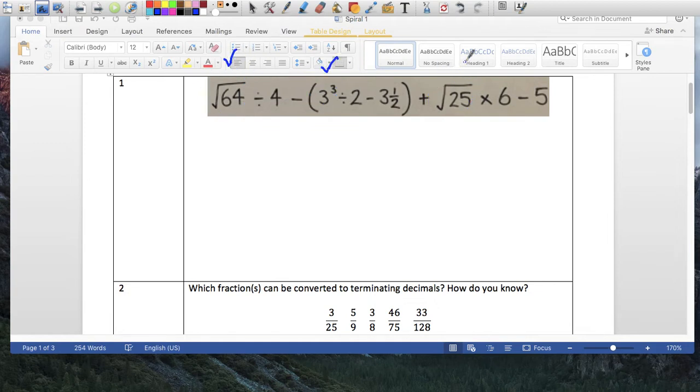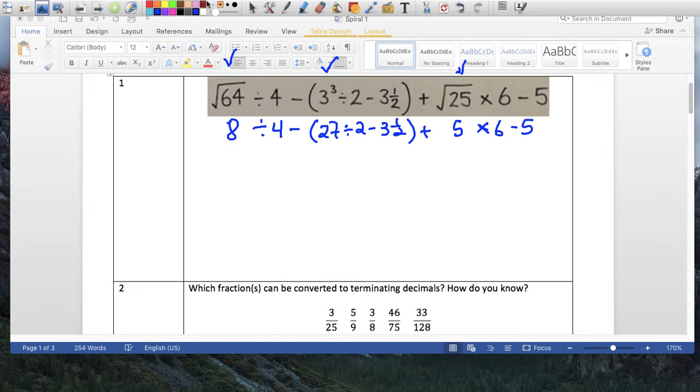So now, square root of 64, so we're looking for a number that multiplied by itself is 64, so that is 8. I divide that by 4, and pretty much I'm just going to change my unknowns to standard numbers. So 3 to the third power is 3 times 3 times 3, which is 27. I divide that by 2, and then minus 3.5, plus, and again, square root of 25 is a number that multiplied by itself is 25, that's 5, times 6 minus 5. So now it just becomes a little order of operations problem.